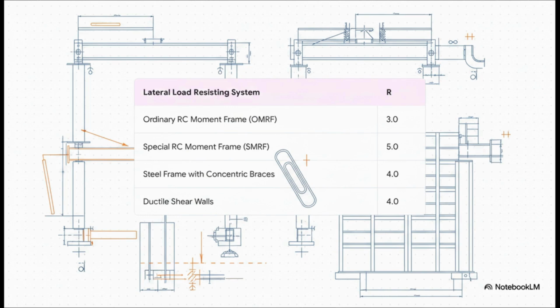But here's the catch. It's a promise. When you use an R of 5, you are making a deal with the code that you will provide all the special reinforcement detailing to guarantee that ductility. If you don't, the building won't act like a paperclip. It'll snap like chalk, and that's exactly the kind of catastrophic failure this factor helps us avoid.